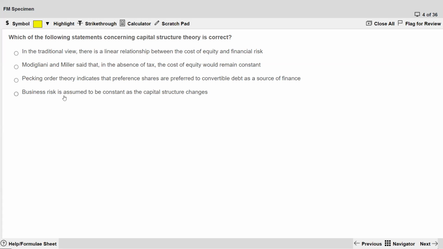The business risk changes as the capital structure changes. It cannot be the case that the business risk would remain the same with the changing capital structure. So this is wrong. Now, in our traditional view, there is a relationship between cost of equity and the financial risk. MM said that in the absence of tax, the cost of equity would remain constant. So does MM say that in the absence of tax?